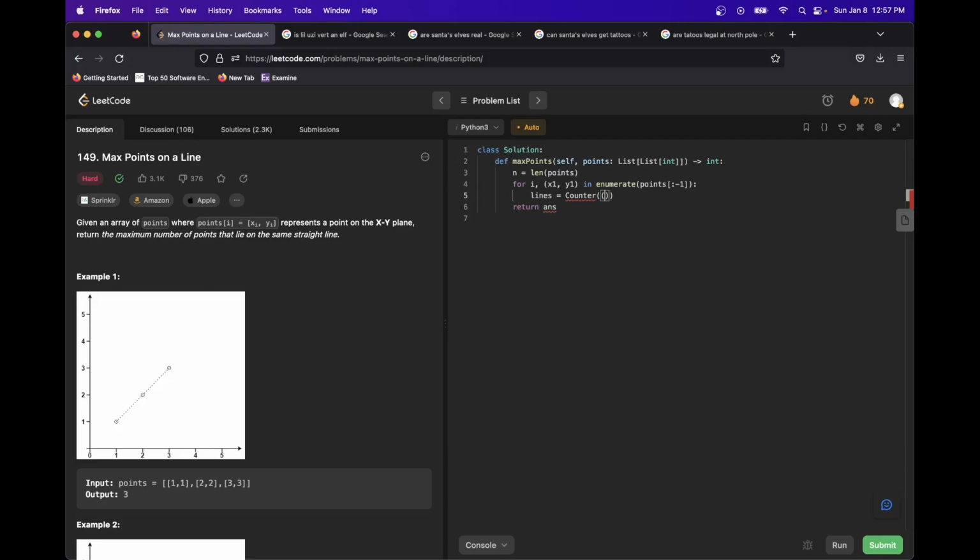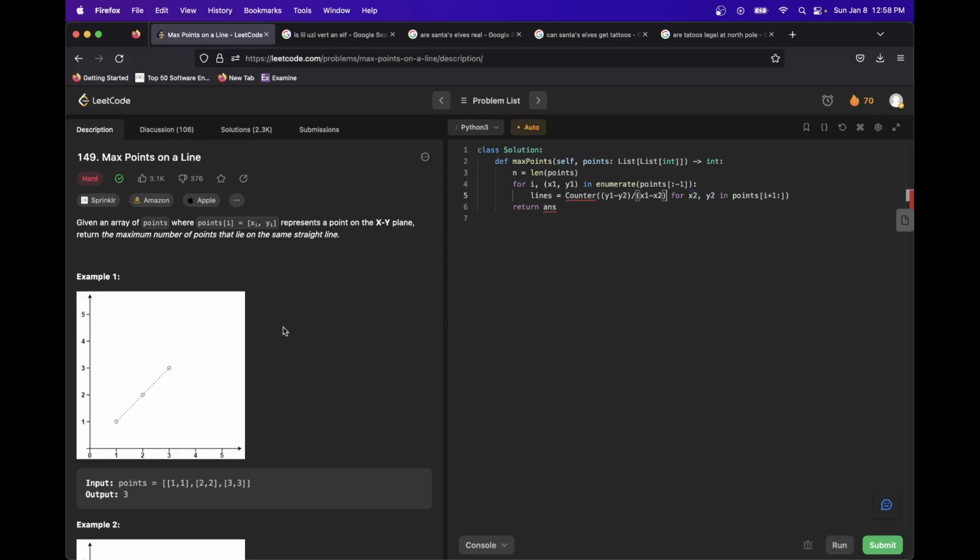And this will look something like, we'll say y1 minus y2 over x1 minus x2 for x2, y2 in points at, and then we want to say i plus 1 to the end. So we look at every point past i. So here we would look at these two, and then count them as x2 and y2 and so on, calculate the slope.